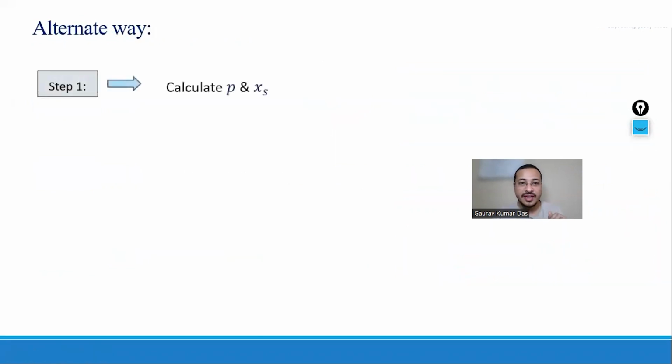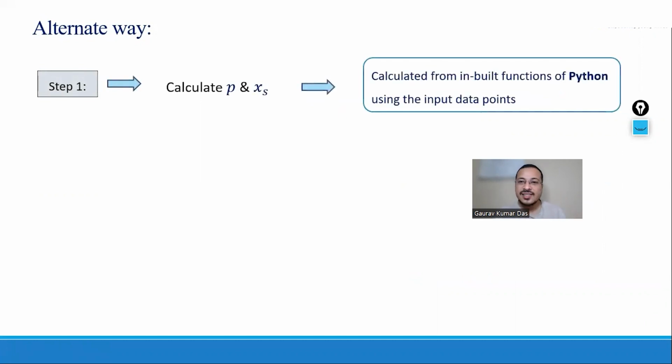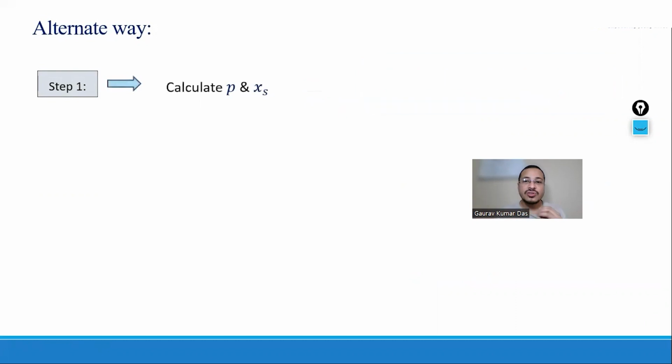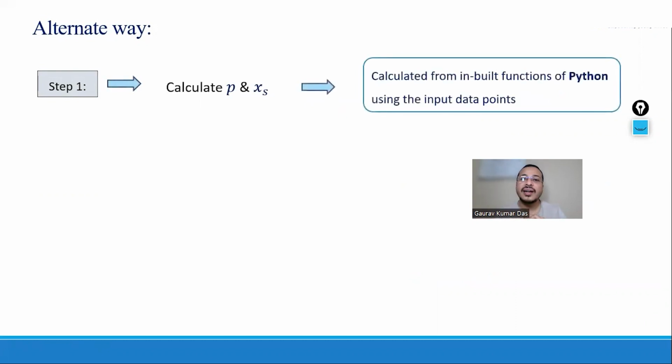The easier way. Okay, what we can do is we can calculate the p value and the x statistic. So x statistic we already know how to calculate. P value is something which is calculated from the inbuilt functions of Python using the input data points. So there are certain inbuilt functions in Python which can easily help us to calculate the statistic and something which is called the p value. Once we feed the data points of our sample into that function, it will give us these two values, x statistic and p value.